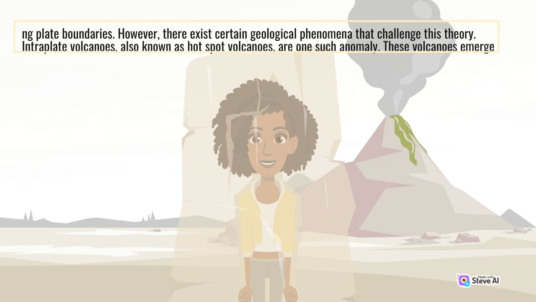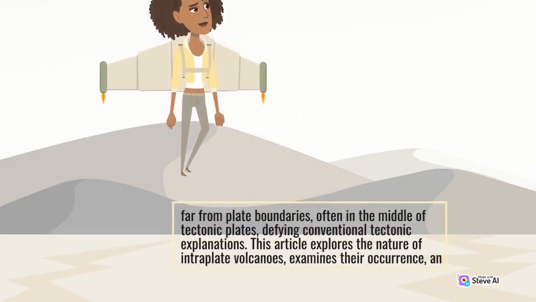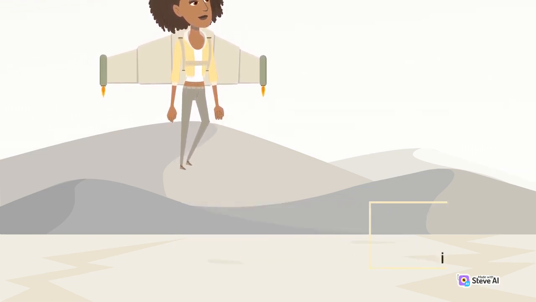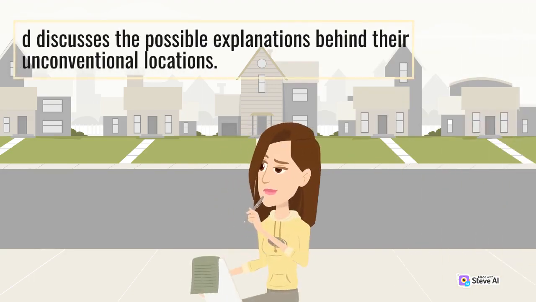These volcanoes emerge far from plate boundaries, often in the middle of tectonic plates, defying conventional tectonic explanations. This article explores the nature of intraplate volcanoes, examines their occurrence, and discusses the possible explanations behind their unconventional locations.